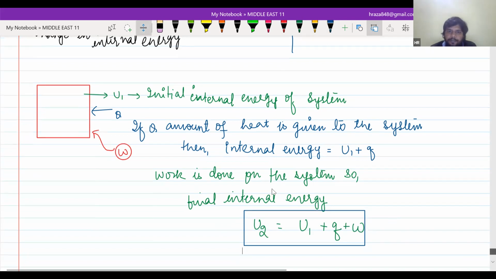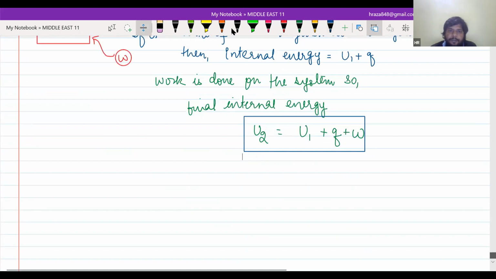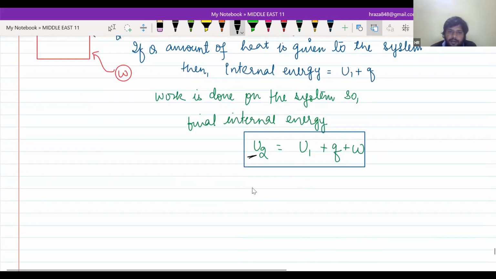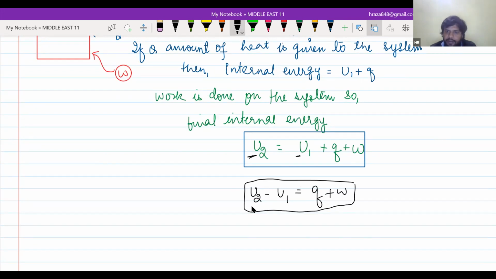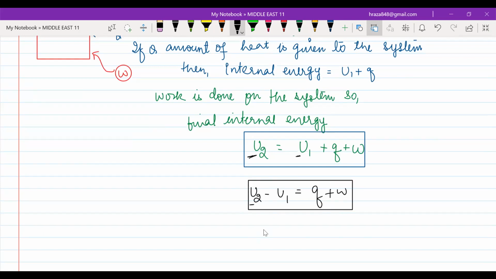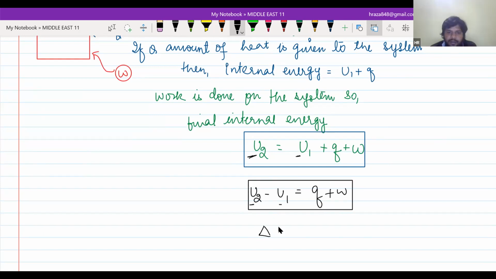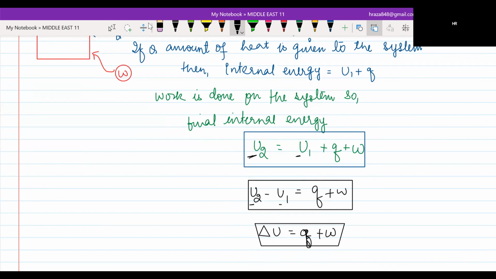Now see, this is the final internal energy and this is the initial internal energy. Now I'm going to write U2 minus U1, that will be equal to Q plus W, right? What I just did is final minus initial, that means change in internal energy. So change in internal energy is equal to Q plus W. This was the mathematical expression from the first law of thermodynamics. So we will use delta U is equal to Q plus W.